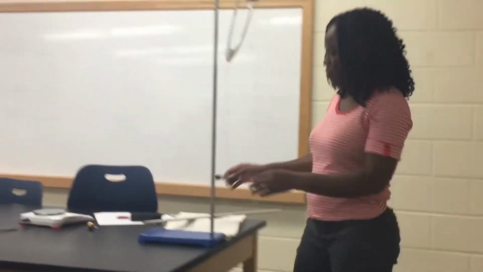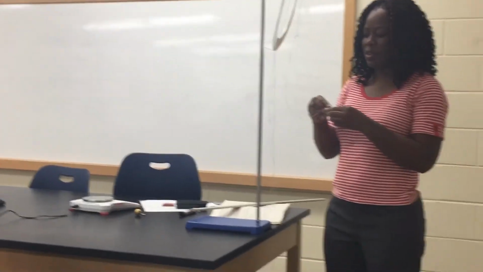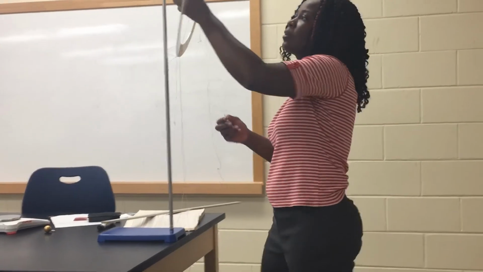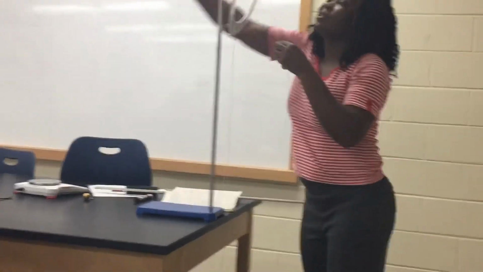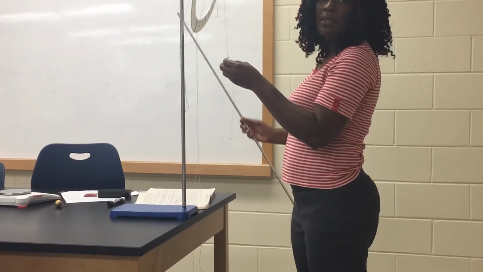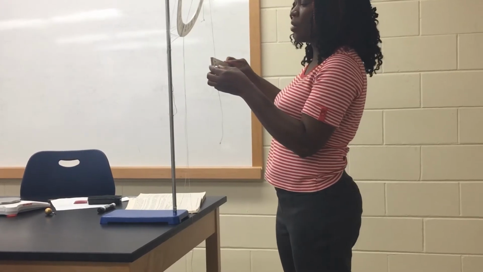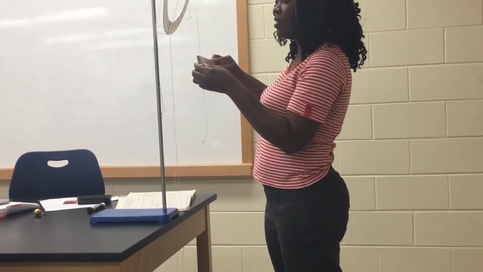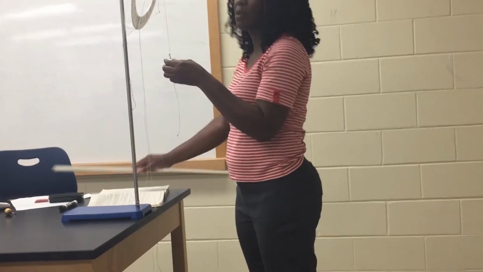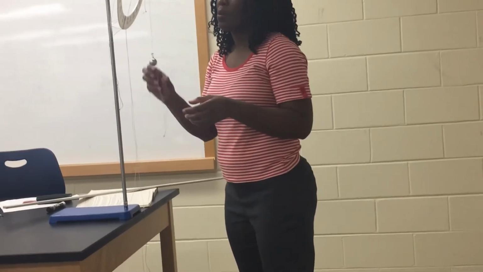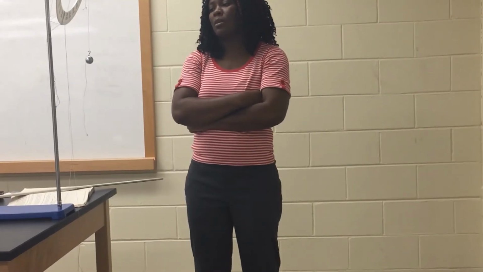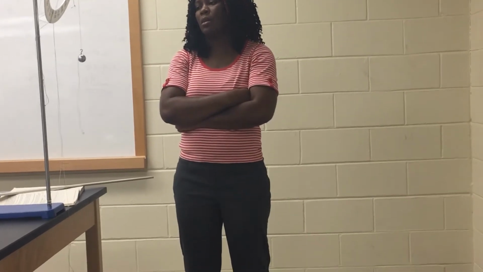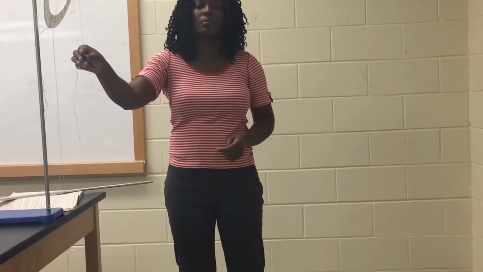All right, so now we move to 30 centimeters. So now, at the 30 centimeter mark, we're going to displace the pendulum from the equilibrium position by 3 centimeters. 1, 2, 3, 4, 5, 6, 7, 8, 9, 10. 11.31.